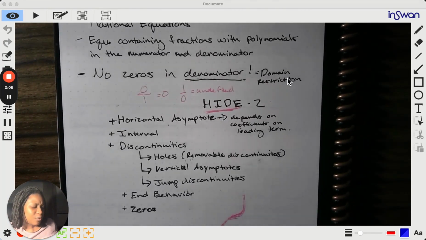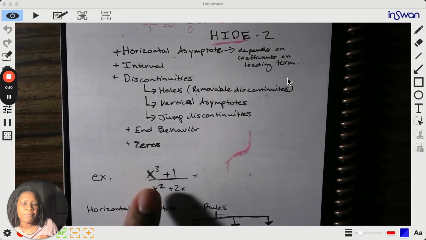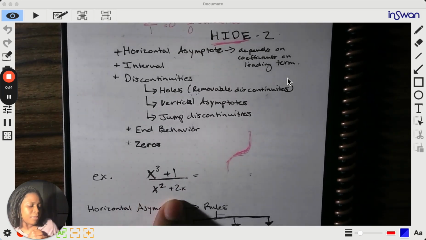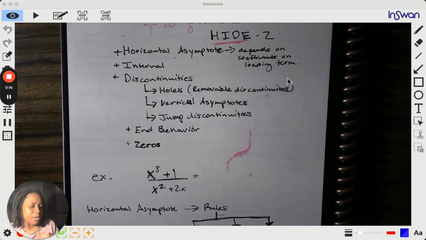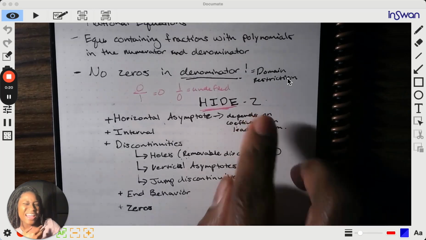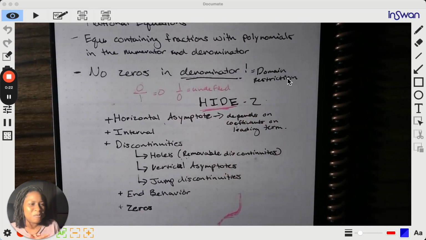Ones. So here I have an example problem. I have x cubed plus 1 over x squared plus 2x. Here, the first thing I'm going to do is go to my little acronym up here, HIDE Z. I just had to come up with something. You can create your own little mnemonic device, but it helps me remember what I need to solve for.